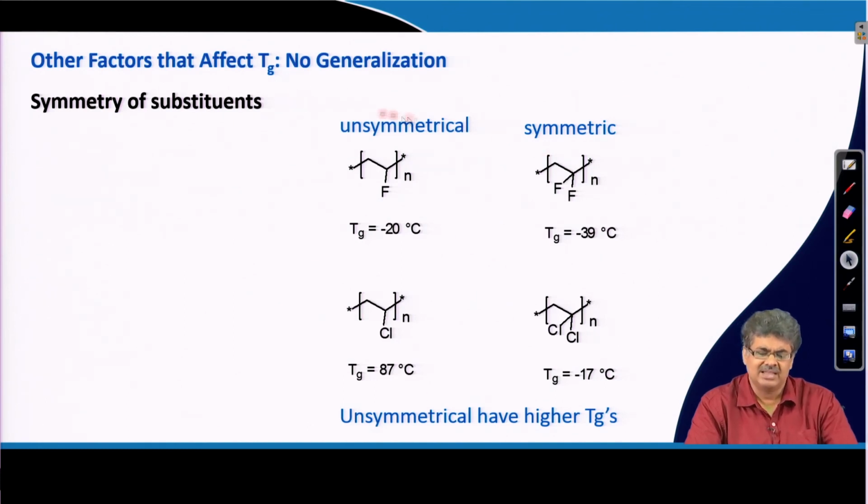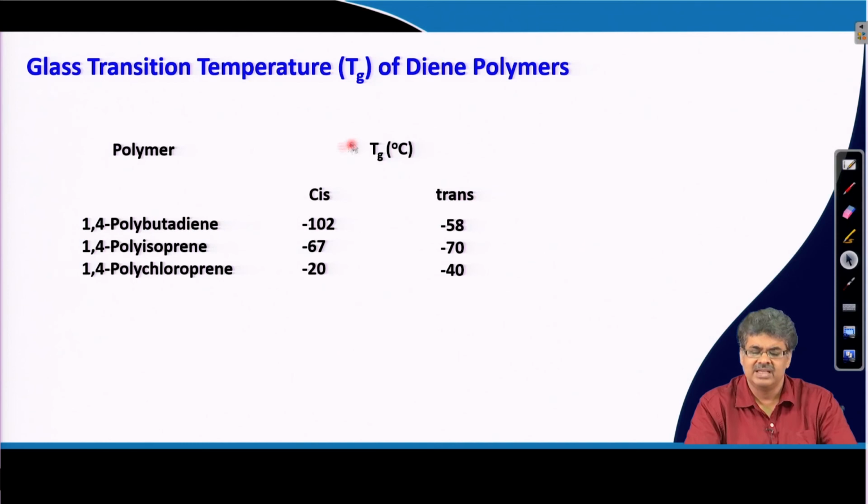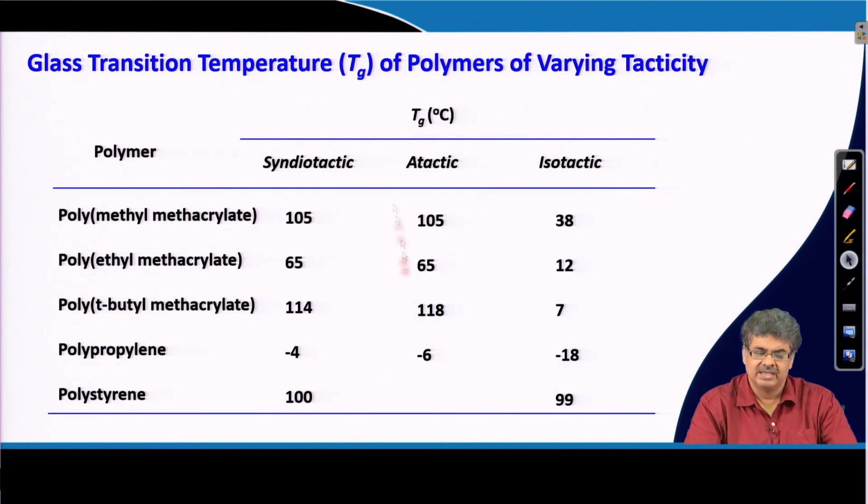There are some other observations about Tg values, but there is no generalization. For example, unsymmetrical substitution gives higher values, for example, this has a higher value than this, and so on. So, these are some of the values you need to remember, or if required you need to find out from the literature. There is no particular trend. Similarly, the glass transition temperature in dienes also is not very predictive in terms of cis and trans, and tacticity also changes the Tg value.